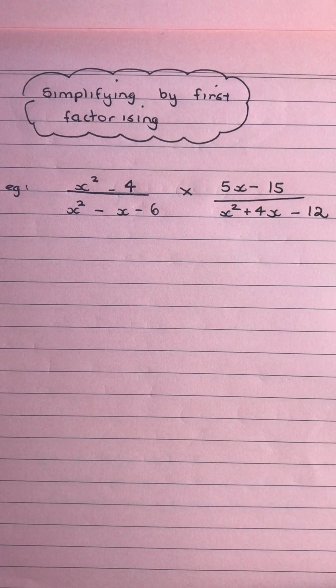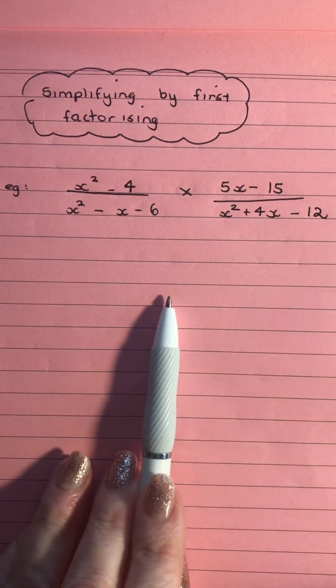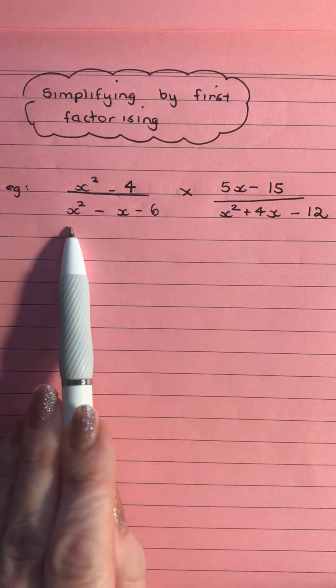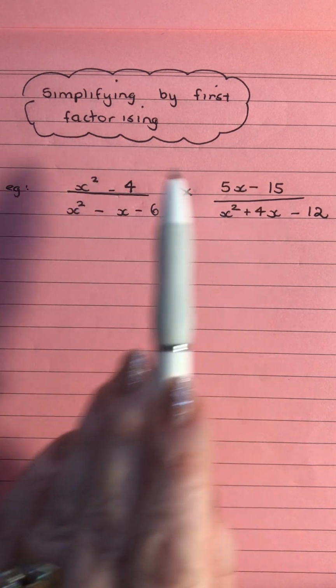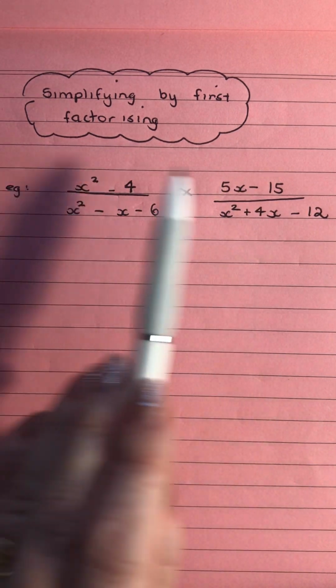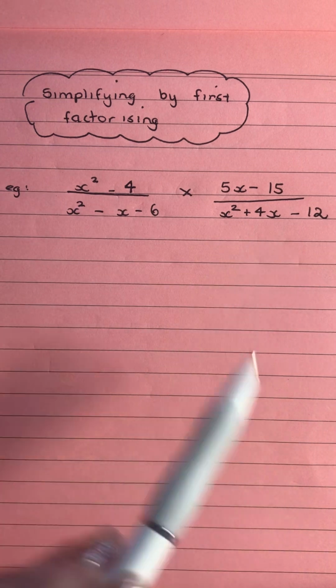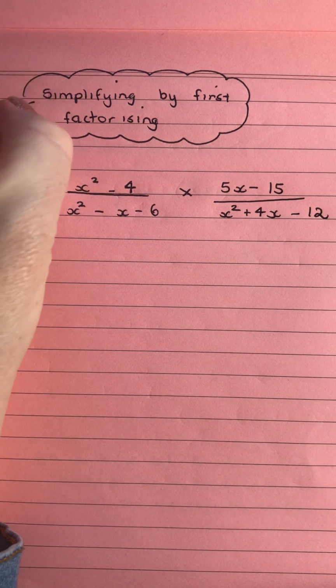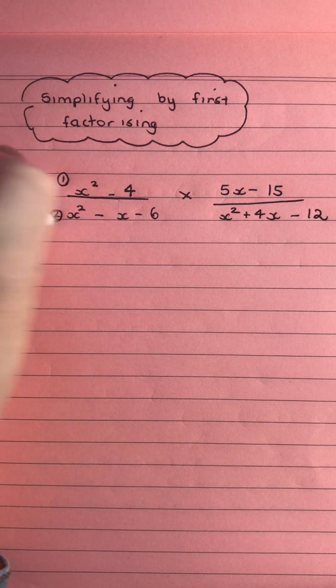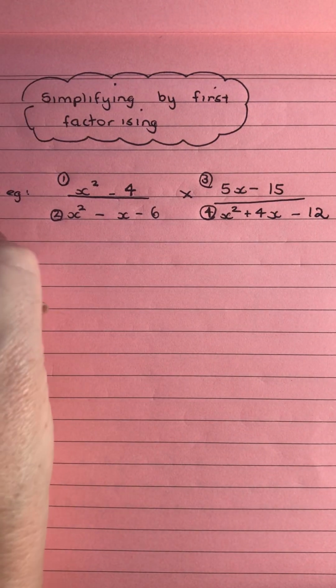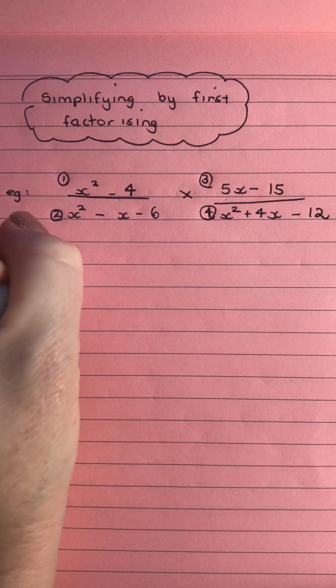Okay, in this video I'm going to have a look at how we can simplify using factorising. So here we've got a really big question, but in each part we have something that we can factorise. So what we're going to do is step through each one, factorise them, and then put it together and see if we can simplify. So I'm going to label them 1, 2, 3 and 4 just to make it a bit easier for myself.